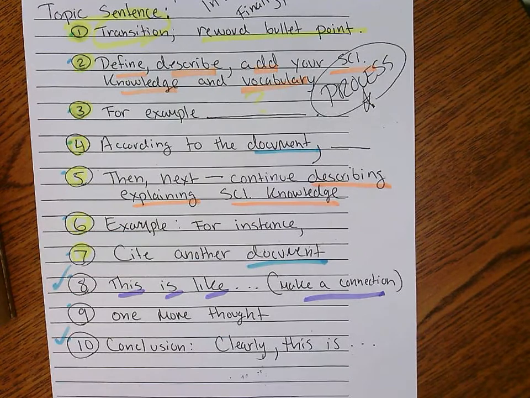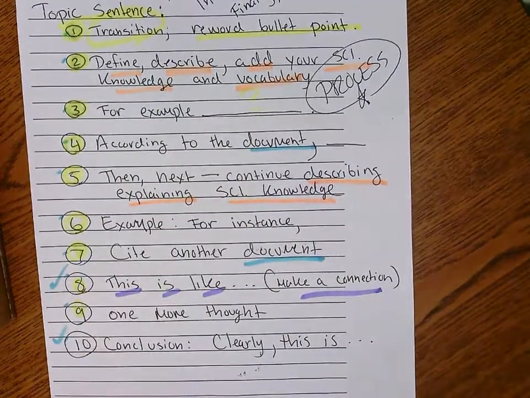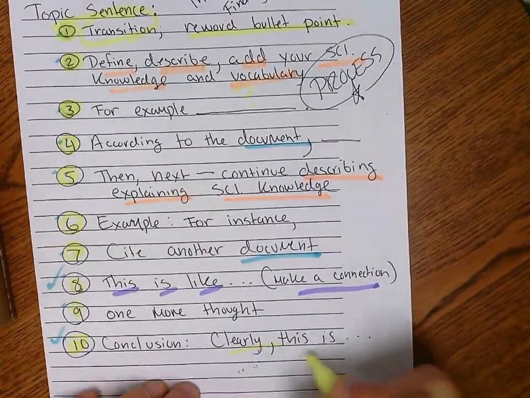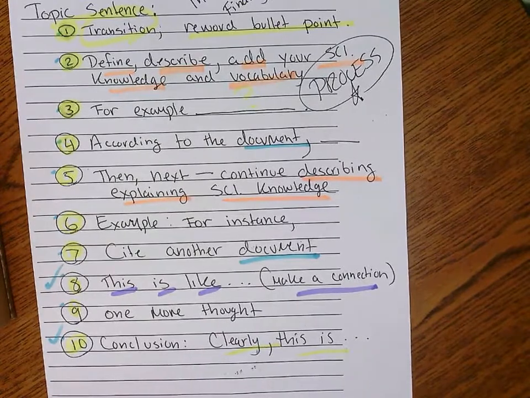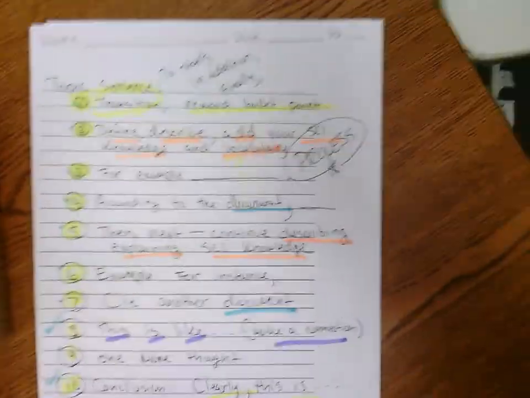Ninth sentence: maybe one more thought. And then finally, your conclusion. Clearly, this is an important scientific process, an important scientific concept.